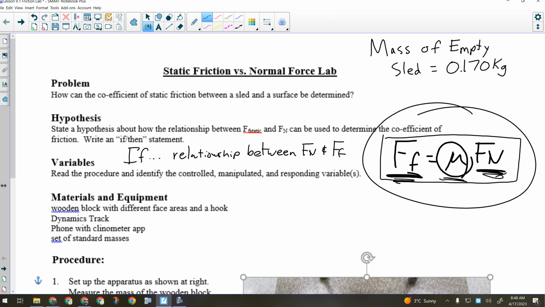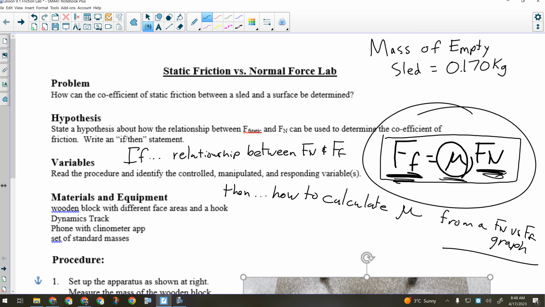The and part is, as always, going to briefly describe the experiment. And the then part, how to calculate the coefficient of friction mu from a normal force versus force of friction graph. Okay, because we are going to plot, very simply, a graph of normal force versus the force of friction.